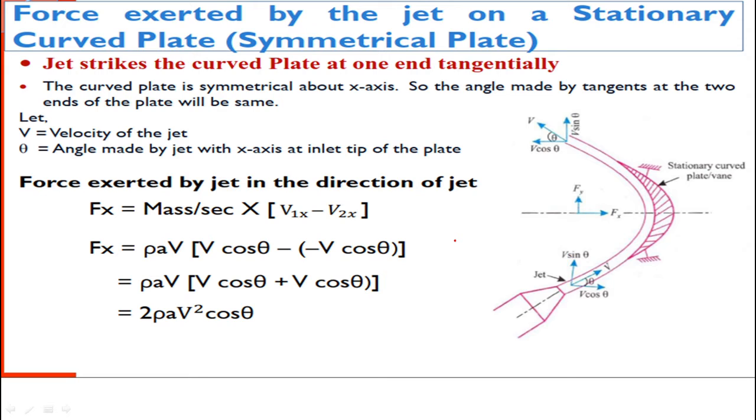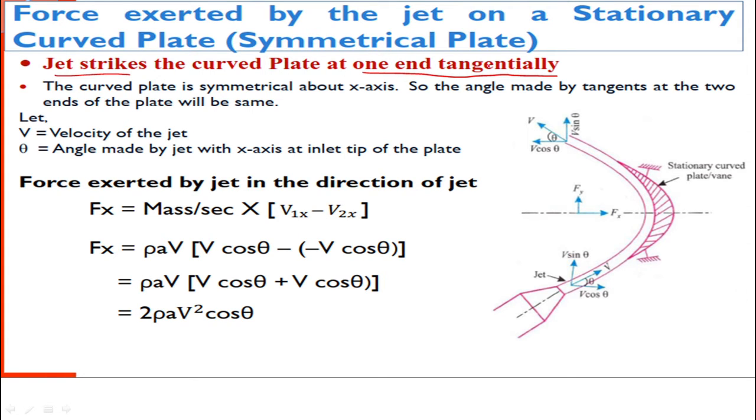Hi student, in this video we are going to see the derivation for the force exerted by this jet on a stationary curved plate, where this particular plate is a symmetrical one. But the change is that the jet will strike the curved plate at one end tangentially. So first of all, let's go through all these words. It is the force exerted by this jet on a stationary curved plate.